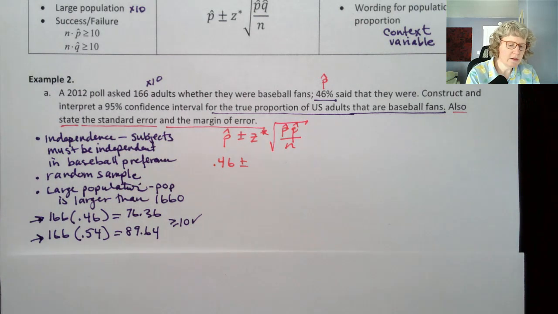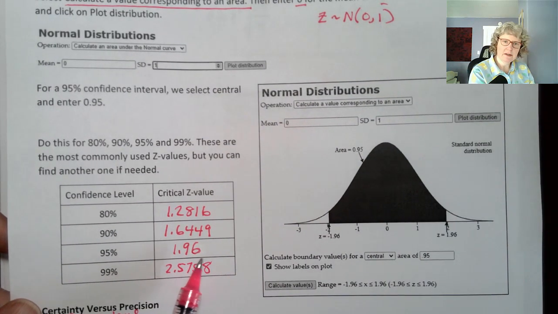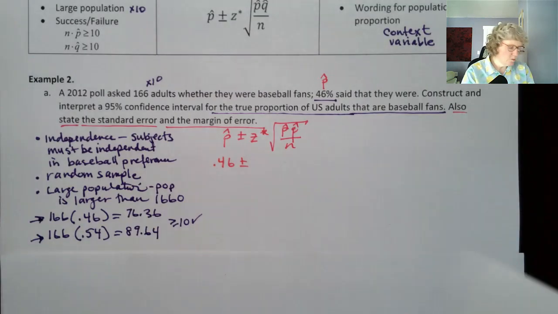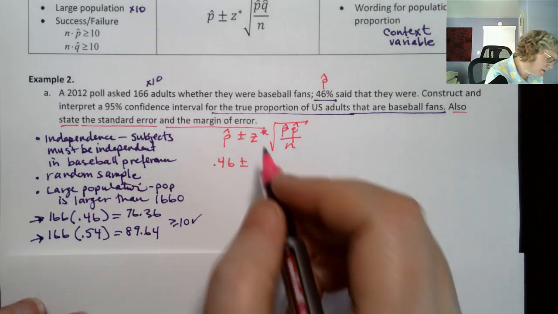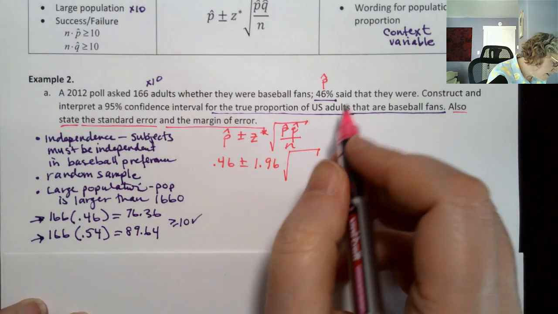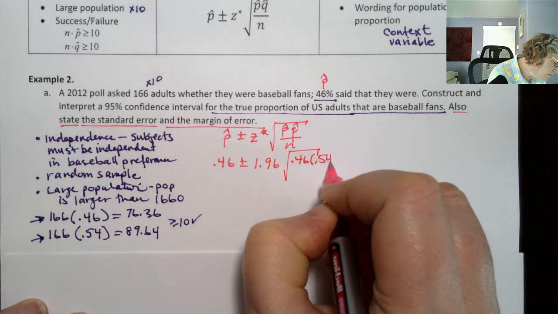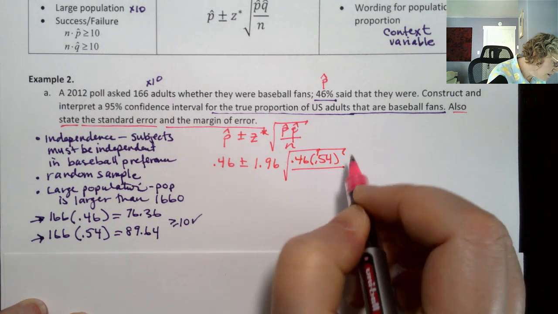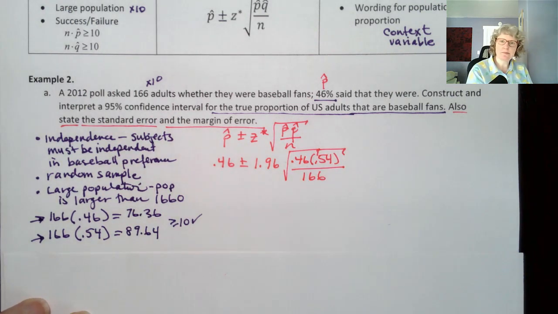So remember that corresponds to a z star of 1.96. I'm going to use 1.96. I always remember that because it's approximately 2, right? But it's more exact. It's 1.96 times the square root of 0.46 times 0.54 over 166.